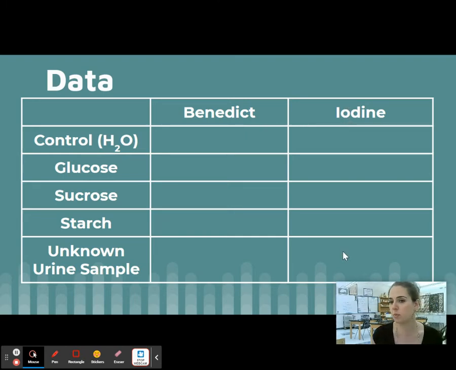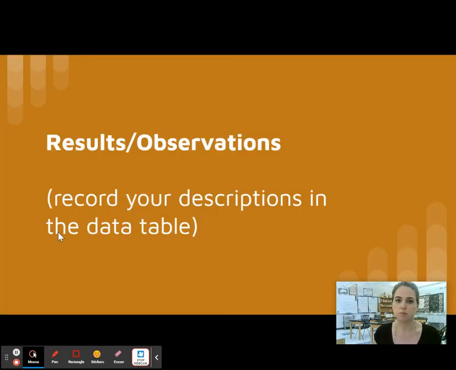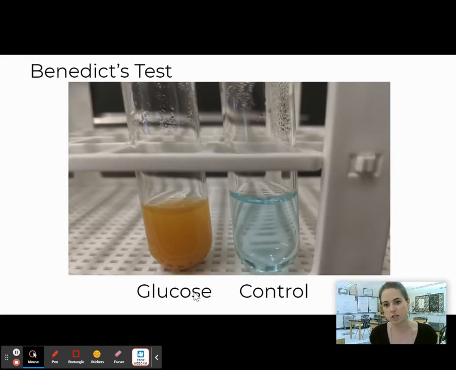Iodine, you didn't need to warm it up at all, but Mrs. Lloyd came around with some drops of kind of this brownish orangish substance, and it also indicates a certain substance. So we recorded our observations. What did these substances look like? What colors were they in the data table to see if there was any kind of change?